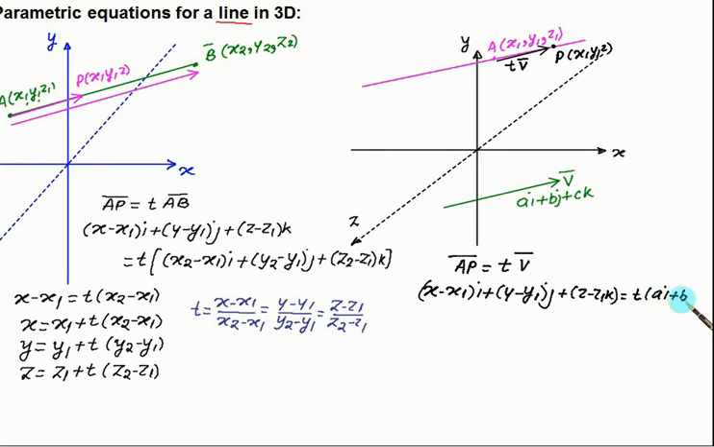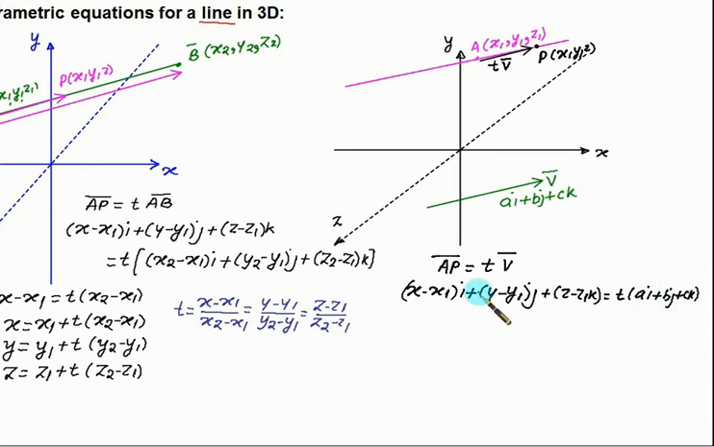V bar is ai plus bj plus ck. Now just again compare the coefficients of i, j and k. We'll get x minus x1 is equal to t times a. So we have x is equal to x1 plus t times a. So we can generalize this now. We have y is equal to y1 plus t times b, z is equal to z1 plus t times c.